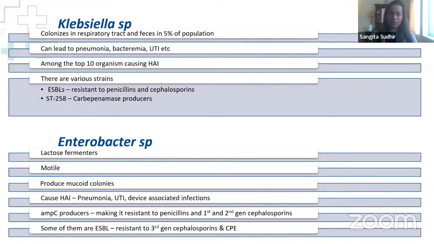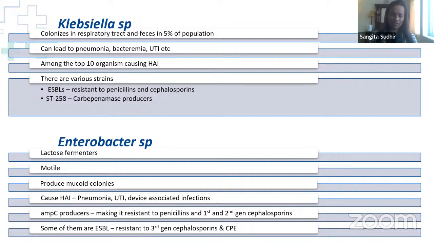Coming to Klebsiella, you may have noticed in your hospital antibiogram, Klebsiella will be one of the most common organisms coming up in respiratory fluid, especially in the Indian setting. So in our hospital, we have seen such cases. Klebsiella was one of the most common organisms.